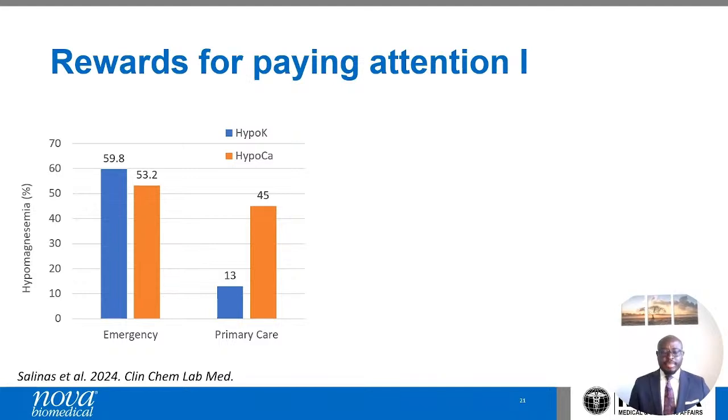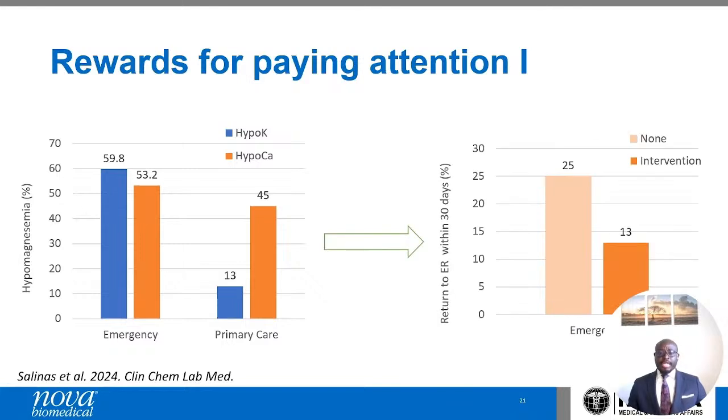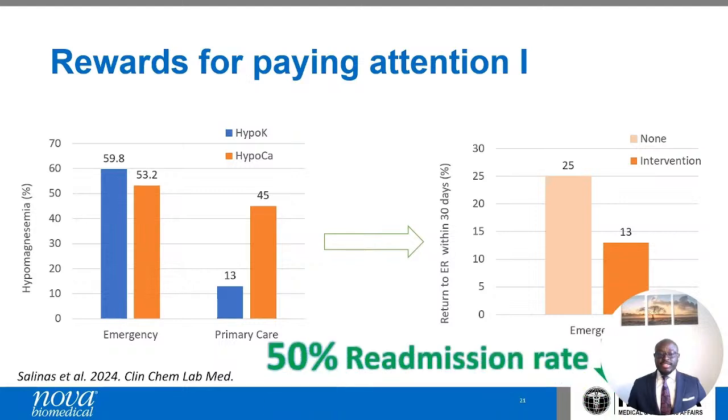So the analysis begs the question, what were the rewards, or what was the result of the study that was done by Salinas and the collaborators? Basically what they found out was, in the first case, which is patients who were hypocalcemic or hypokalemic, after the intervention of just LIS prompting the clinician to request the test, there was a 50% reduction in the readmission rate.